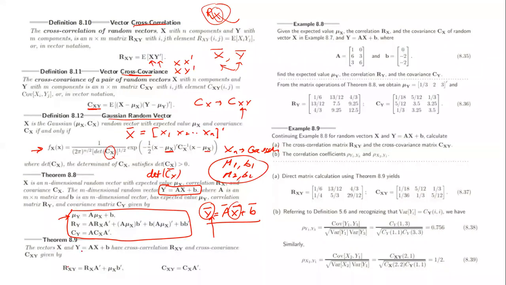Similarly, we can define the cross correlation, vector cross correlation, and vector cross covariance. Here we have an example.